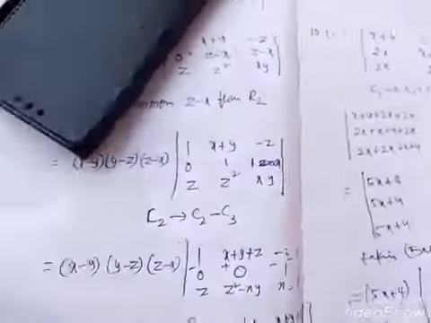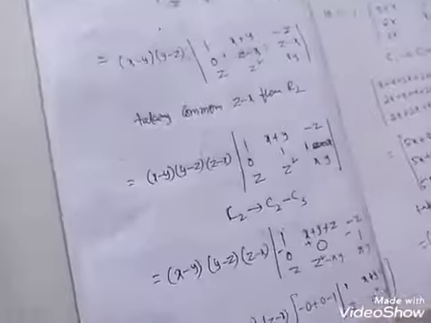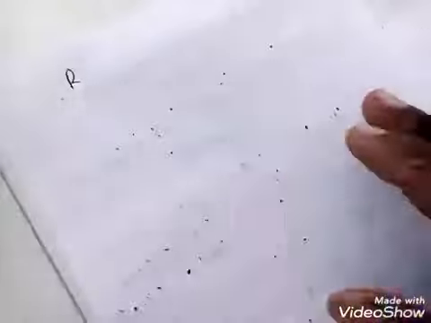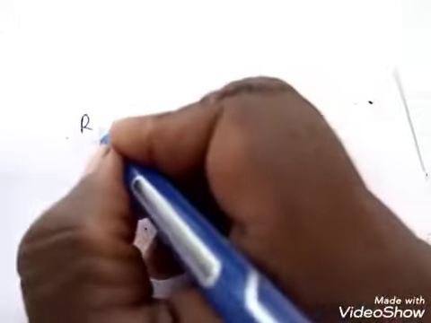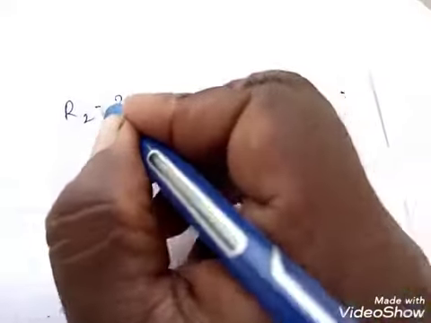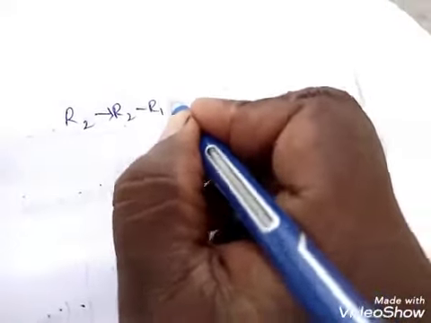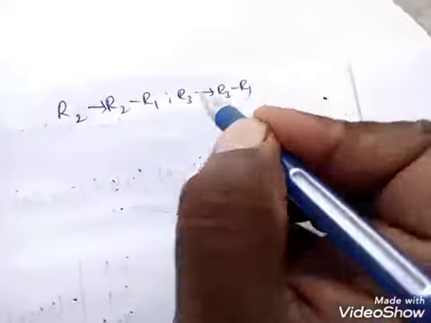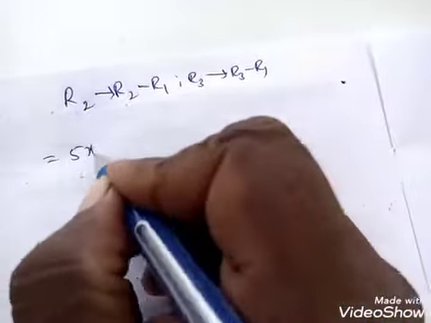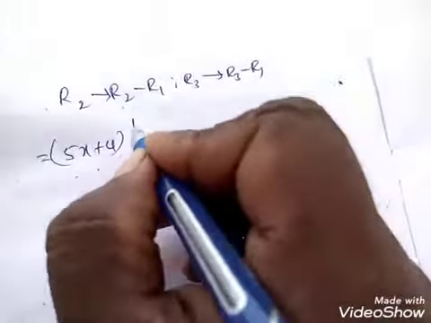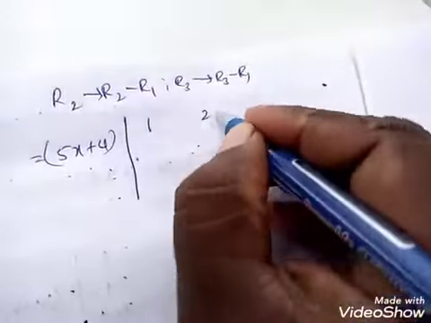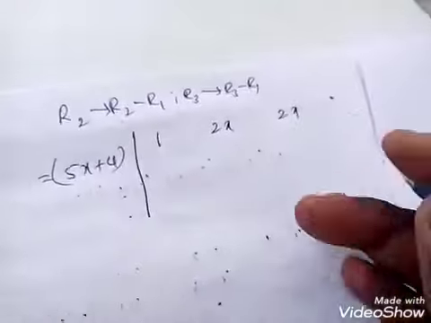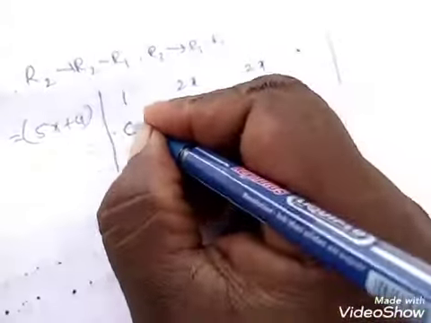Go for the row operation now. Now what is the row operation? Observe there. Now here I am going for R1; R2 gives rise to R2 minus R1, R3 gives rise to R3 minus R1. Then what you are going to get: 5x plus 4 into 1, 2x, 2x, that much only. Now the first row is 1, 2x, 2x, and this is 0.